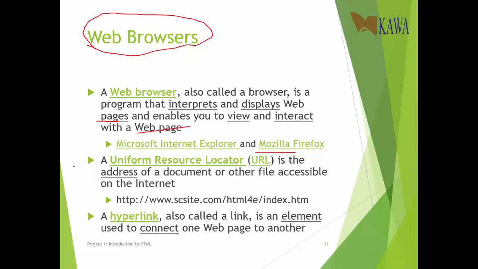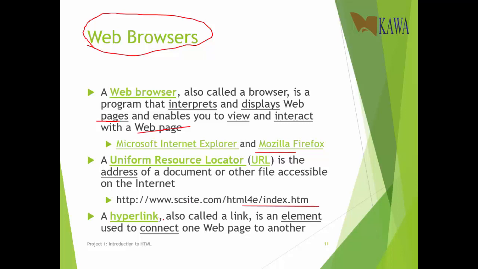However, a uniform resource locator is like an address of a document or a file on the internet. Take an example of this one down here. This one is a uniform resource locator, a URL.